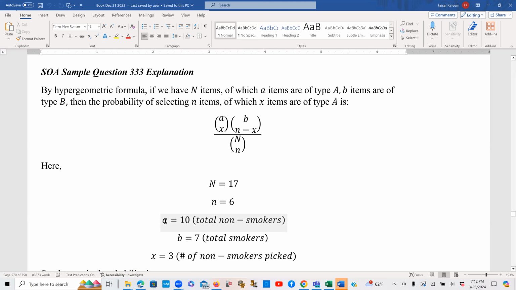And little a is 10, which is the total number of non-smokers. And little b is 7, which is the number of smokers out of the 17 present in the study. And we want the probability of 3 non-smokers to be selected out of 6.